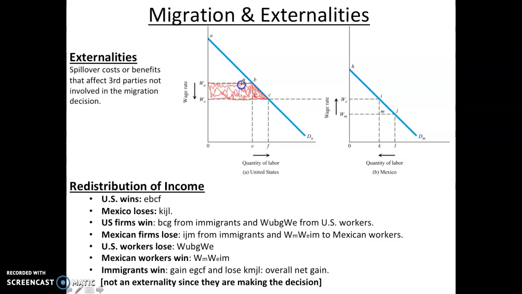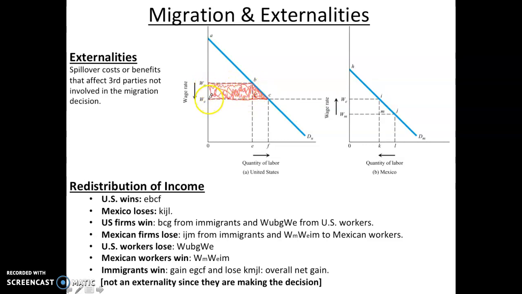The U.S. firm is gaining not only in additional workers from Mexico, but they're also gaining by paying lower wages for U.S. workers, which is WU, B, G, WE, okay, this area here. Overall, though, American firms gain this entire sliver in our graph. So U.S. firms win.